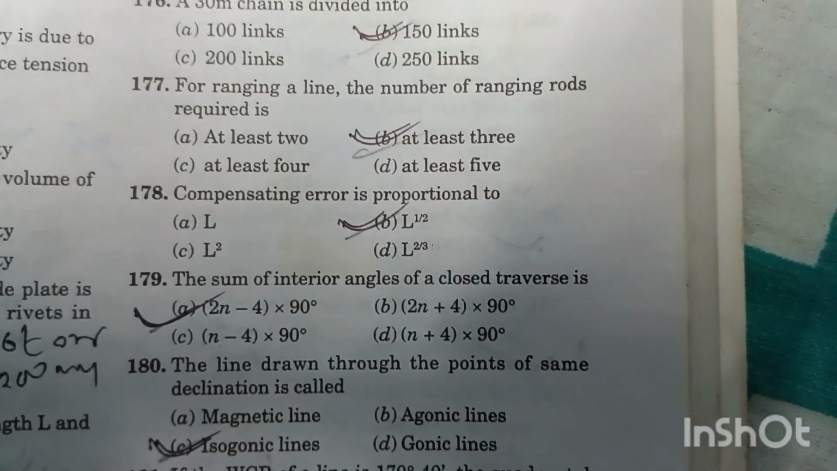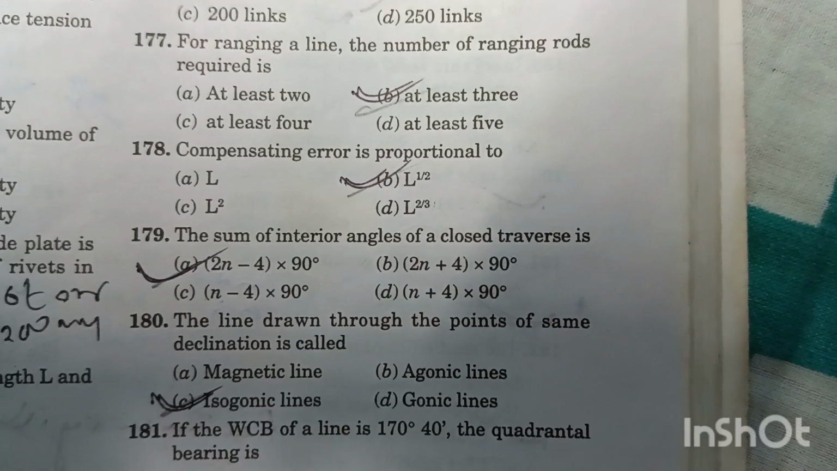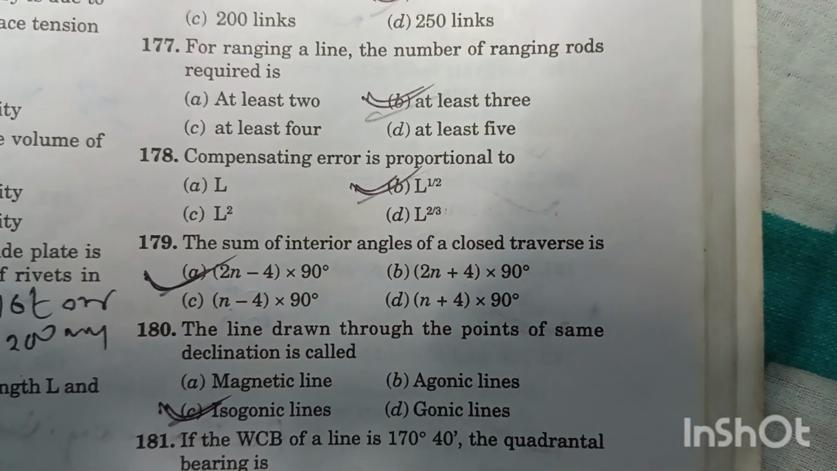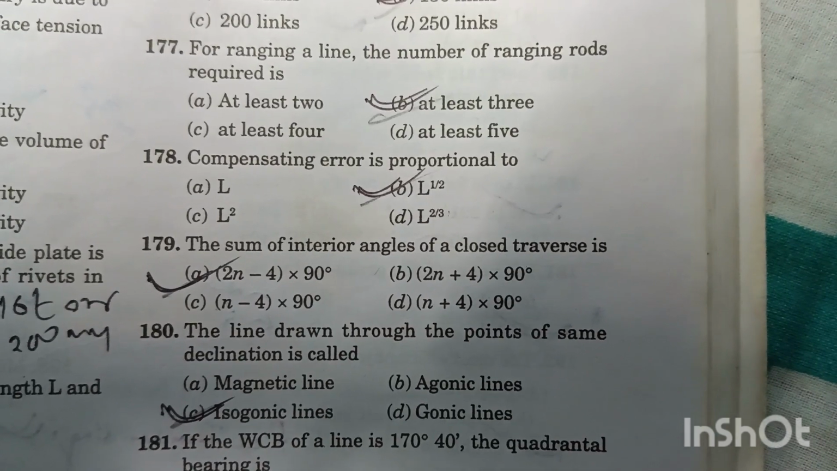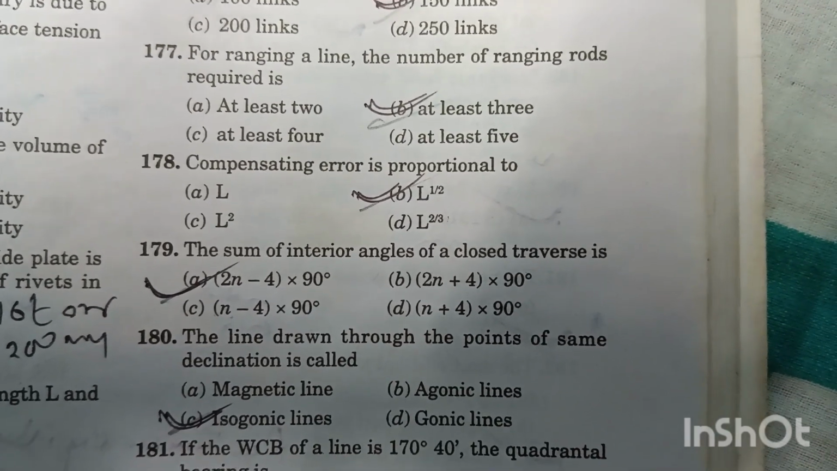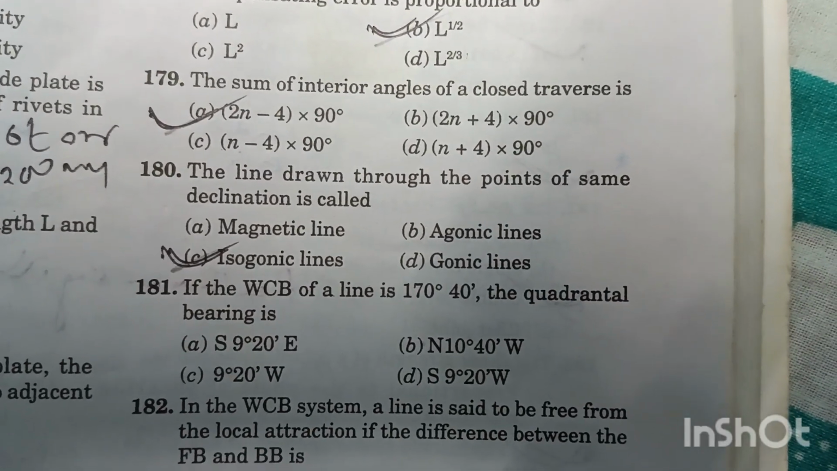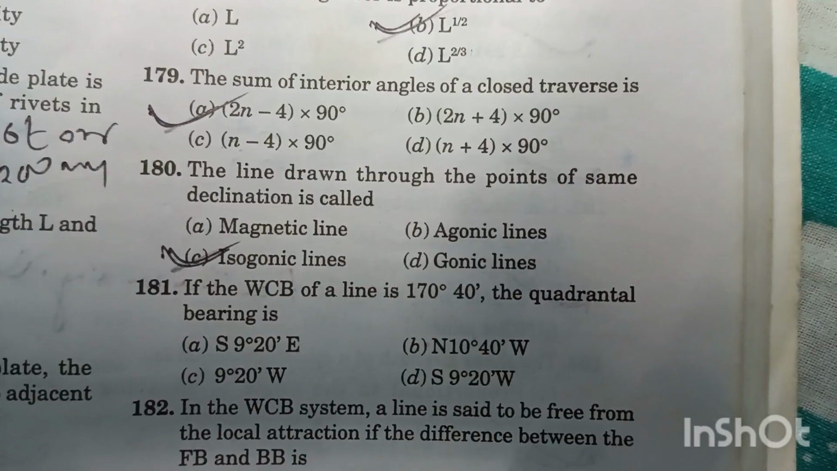Question number 180. The line drawn through the points of same declination is called isogonic lines, and the line drawn through the point of zero declination is called agonic lines. Option C is the right answer. Question number 181. If the whole circle bearing of a line is 170 degree 40 second, then quadrantal bearing is. The whole circle bearing of the line is 170 degree 40 seconds.